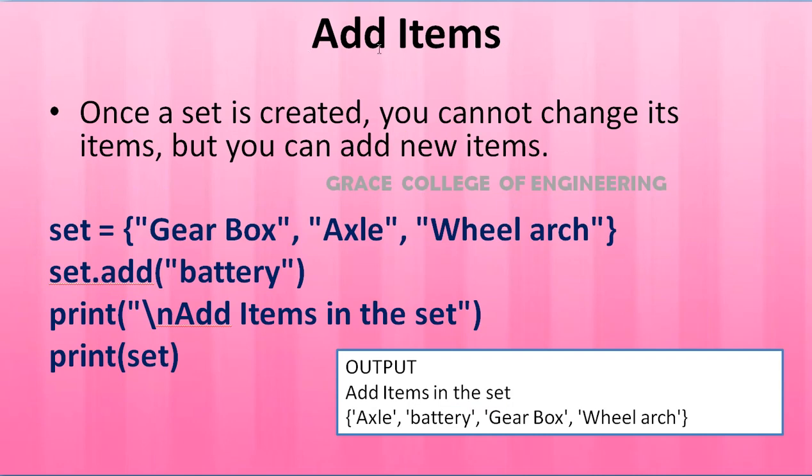How to add items in the set. Once a set is created, you cannot change its items, but you can add new items. So first, the set is created: set is equal to gearbox, axle, wheel arch. Next, use the add operation: set dot add of the new item, that is battery. Next, print 'add items in the set'. Then print the set. So the output is: add items in the set, axle, battery is added, gearbox, wheel arch.